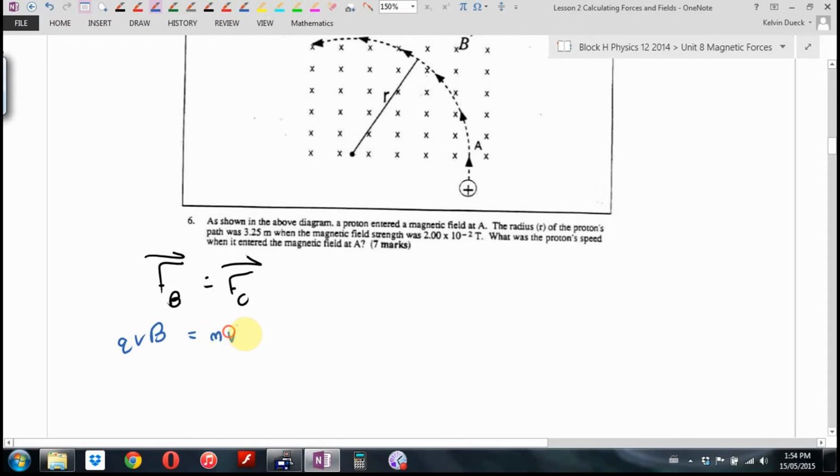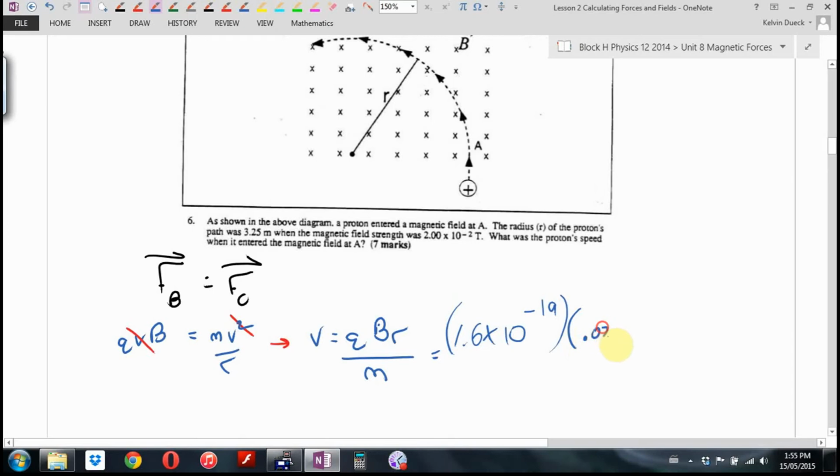And it's going to be MV squared over R. Darian, I can cancel out one of these. Darian, how would I get the V by itself? Times by R divided by R. Yep. V equals QBR over M. Q, it's a proton: 1.6 times 10 to the negative 19. B, Teslas. Instead of writing 2 times 10 to the negative 2, can I just go 0.02 because that's less writing and that's the same thing?